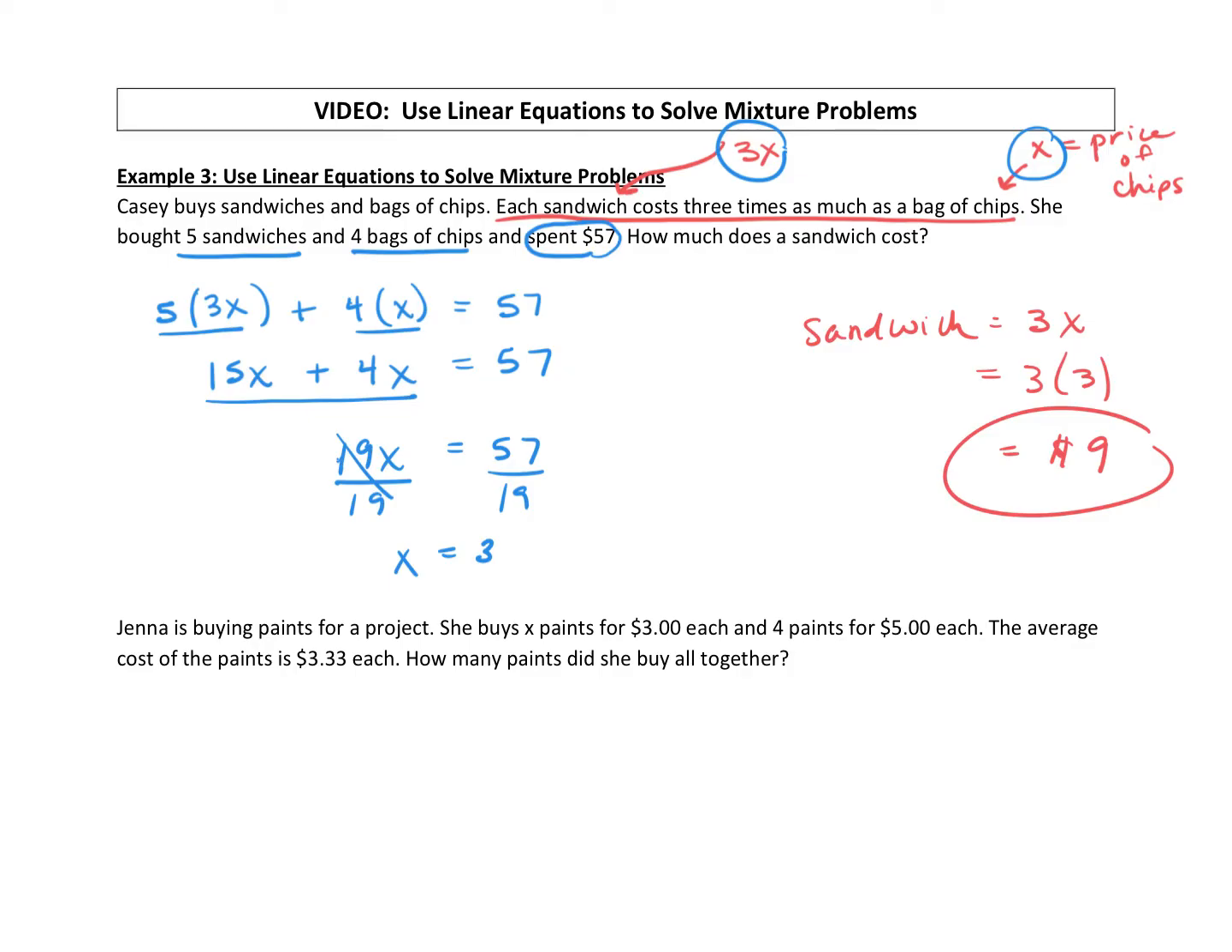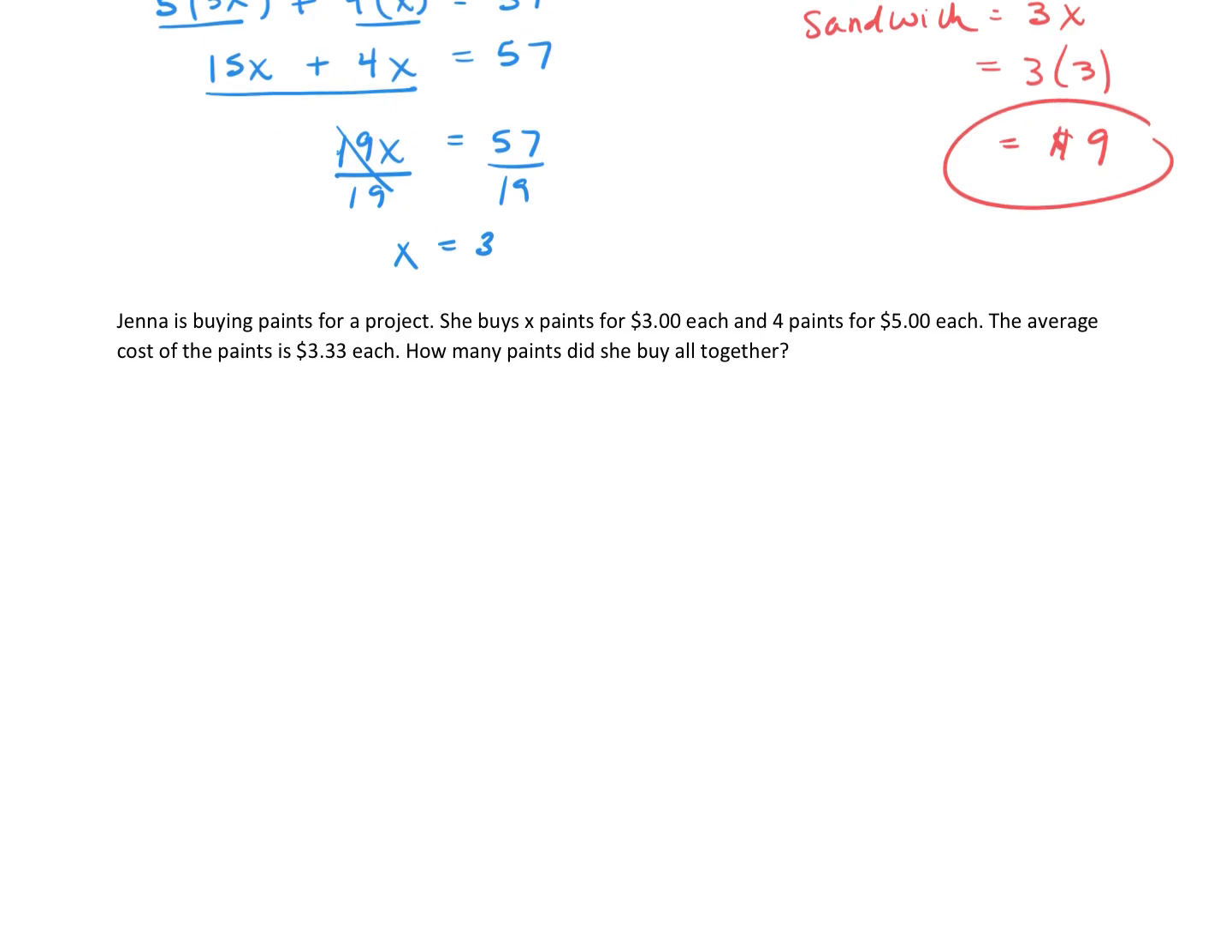All right, so let's look at another example. The more we do this, the easier they feel. We've got Jenna, who is buying paints for her project. She buys X paints for $3 each and 4 paints for $5 each. The average cost of the paint is $3.33 each. How many paints did she buy altogether?